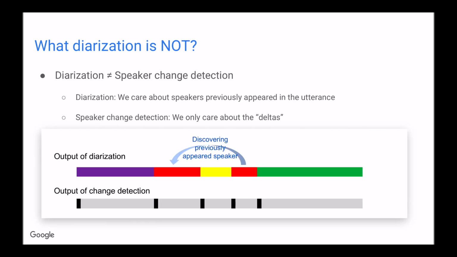Also, diarization is not equivalent to speaker change detection, although they are closely related to each other. In diarization, we care about speakers that have previously appeared in the utterance. For example, in the figure, every time we see a new speaker, we want to give it a speaker label, and for the red speaker, it appeared twice, and we need to give them the same label. However, in speaker change detection, there are no such labels. We only care about when a speaker change happened. Whether it's a new speaker or a previous speaker, we don't care.